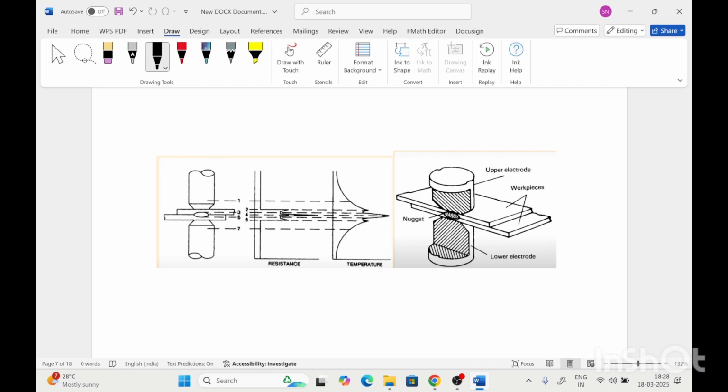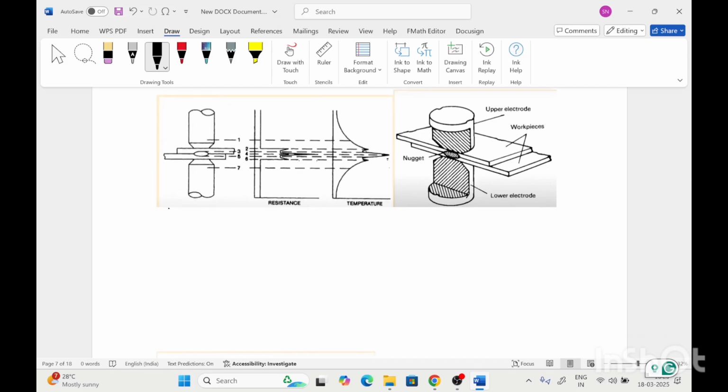Then it decreases in the plates. Then at the contact between two plates, the resistance is highest. So the temperature generated at the welding interface follows the same rule as the resistance. The temperature is highest at the interface between two plates. This is the diagram of the welding joint formed between two plates. This is the upper electrode, this is the lower electrode.